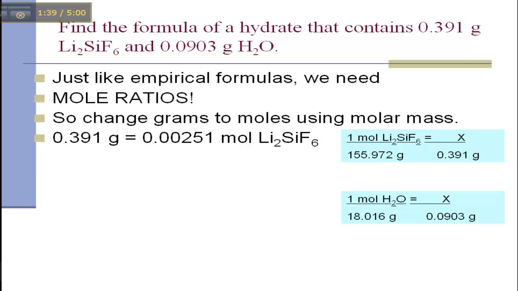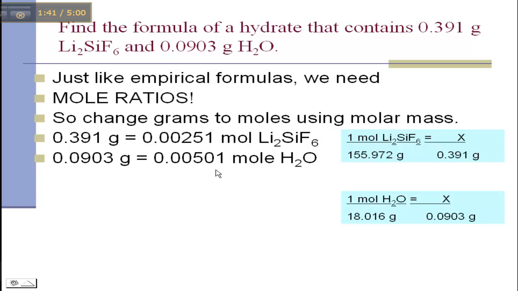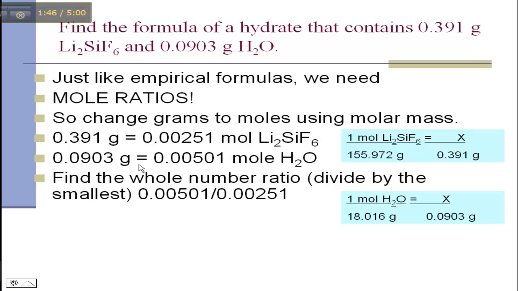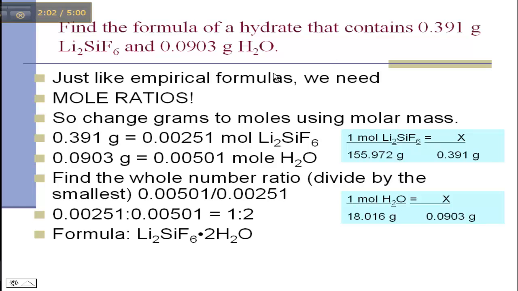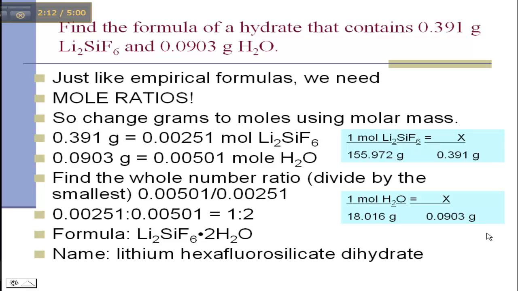Here's our work for water. So 0.00501 moles of water. So we're going to divide by our smallest. So 0.00251 is our smallest. So 0.00501 divided by 0.00251 gives us a 1:2 mole ratio. So that means we have 1 lithium hexafluorosilicate to 2 waters. So our formula, we write the formula Li2SiF6, put a dot to indicate that water is attached, and 2 H2O. So to name this, it would be lithium hexafluorosilicate dihydrate.